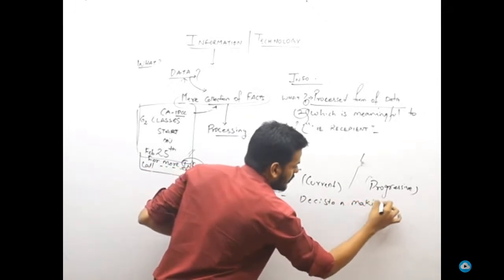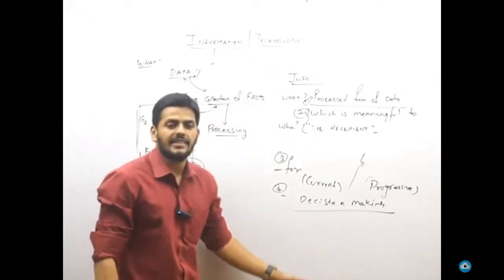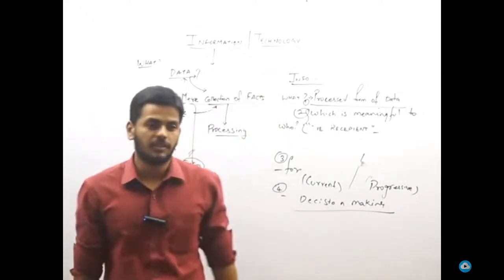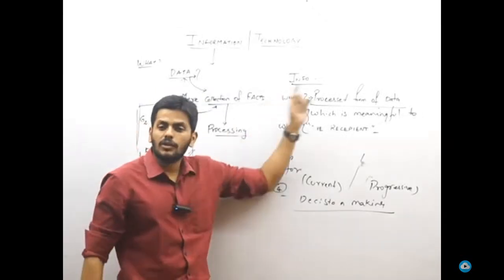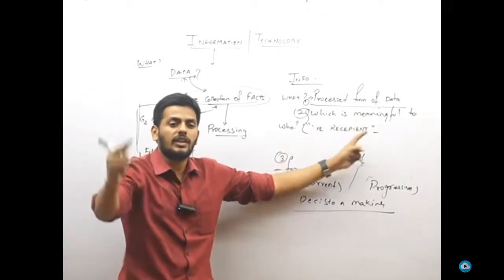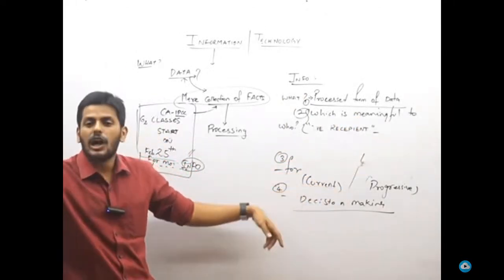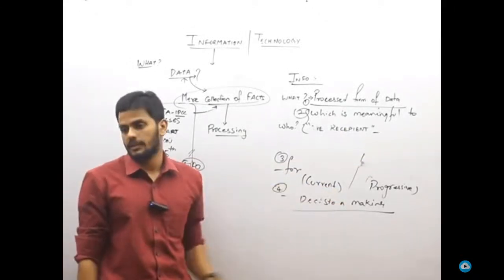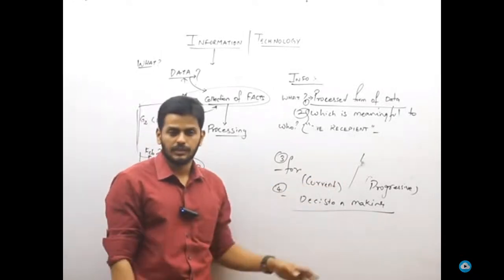So guys, these are the four basic points that we need to understand. Now when we join all these, that's what makes the definition of what information is. Come on, everybody tell me along, what is it? Information is processed form of data meaningful to the recipient. Okay. For what? For current or progressive decision. Understood, guys? That's exactly what information is all about.